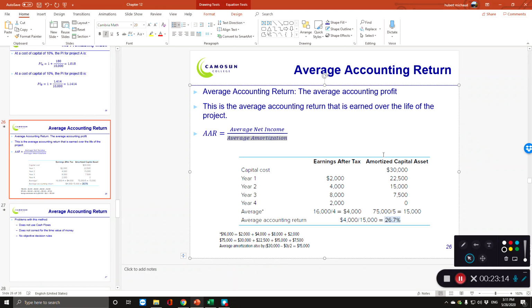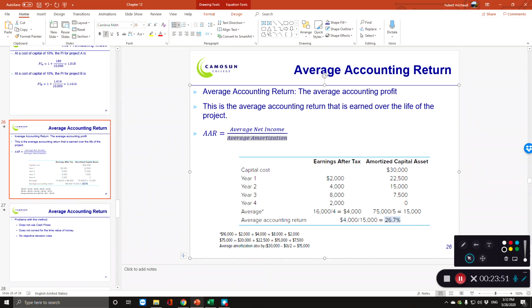If you do questions in the book and they don't have linear amortization, it might be a little bit different, but in the exam I'll always use linear amortization. So you can just find the amortization for the first year divided by 2, and then you just do the average earning the way I just explained to you. Once we found the average earning, 4,000, and the average amortization, 15,000, we just take our average net income divided by our average amortization, and we get a rate of return of 26.7% on average.